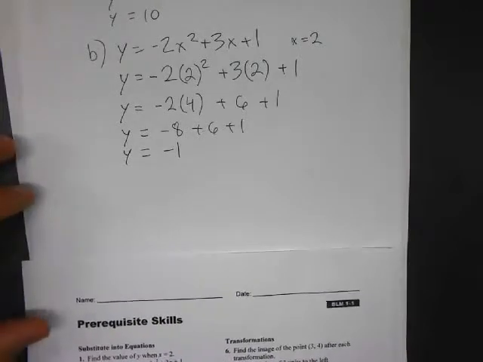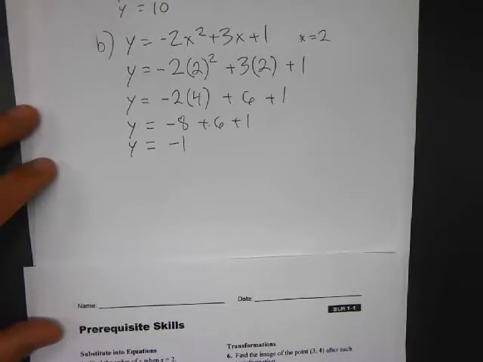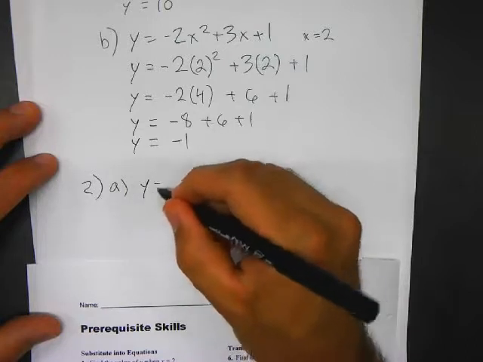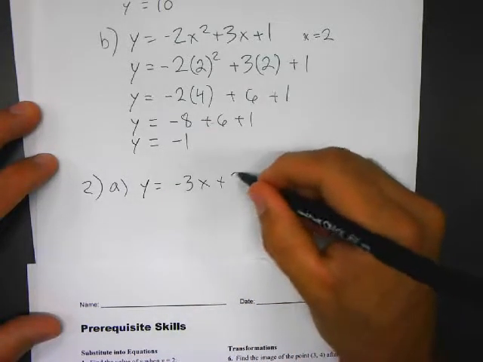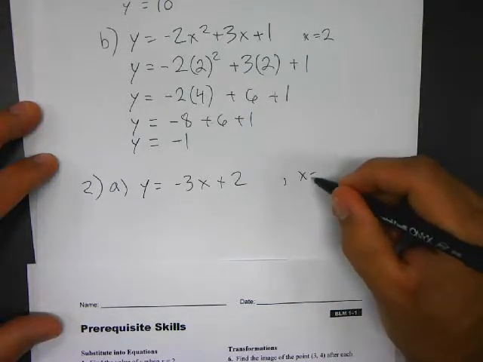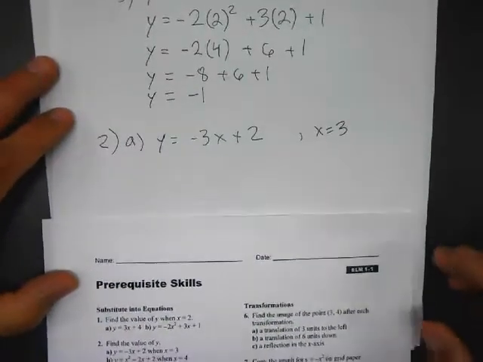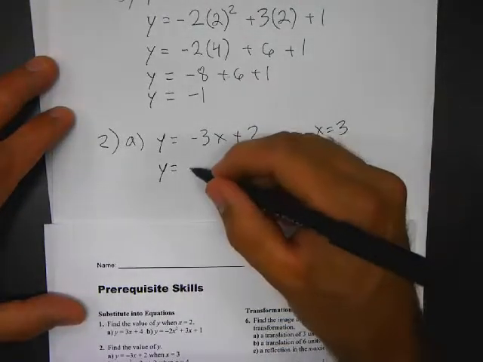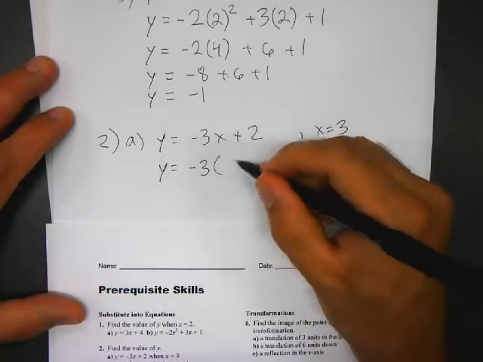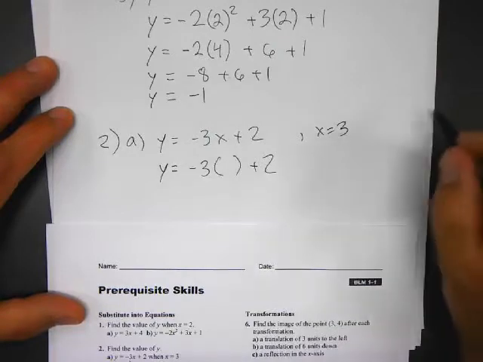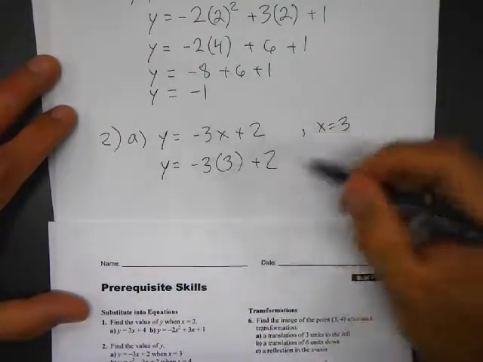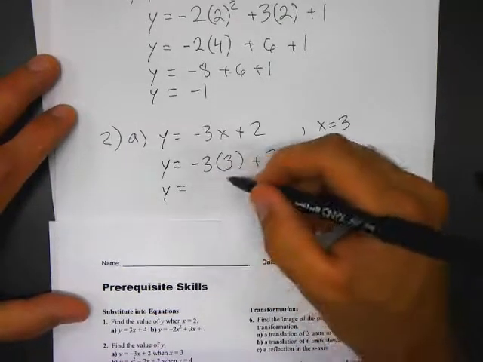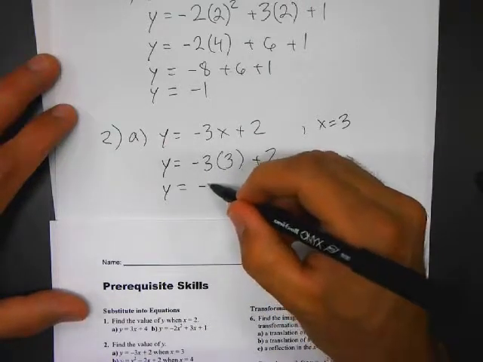Alright, so next thing, same idea. Okay, so we're going to substitute 3 into there, so you're going to get y equals. Now, if you want to write it in and just put the 3 in the brackets, or you can do what we did before, put the brackets, then put the 3 in, that works too. So you should get negative 7 for this one. Negative 9 plus 2, negative 7.